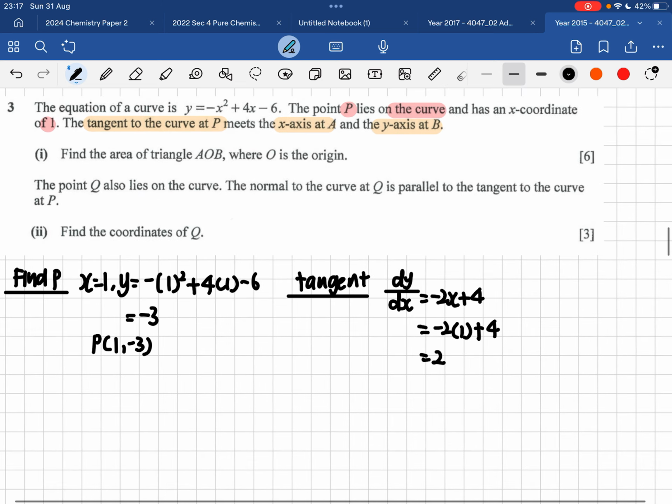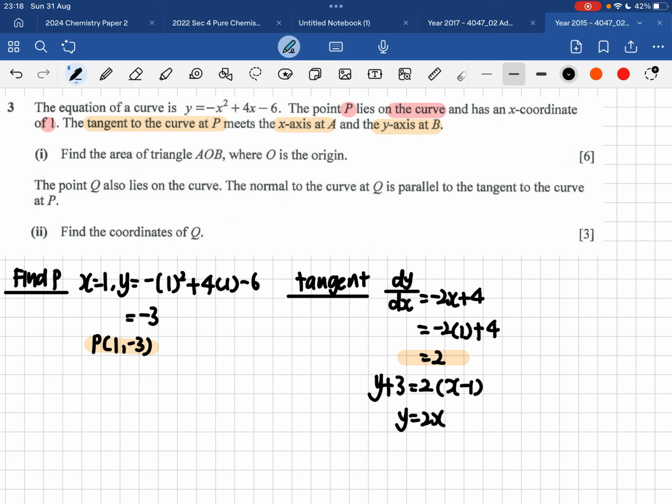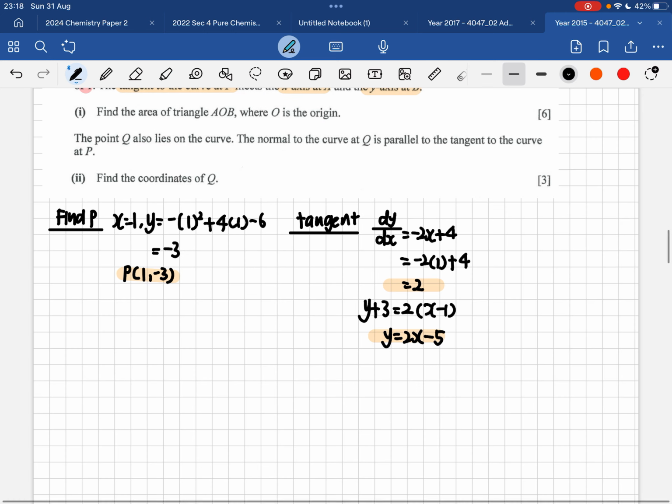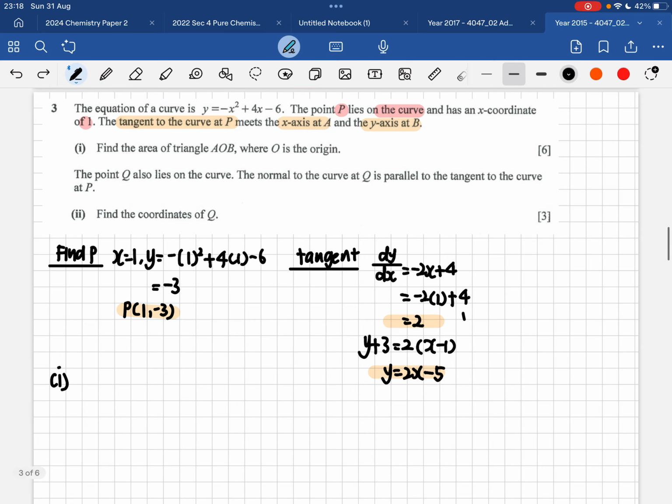We know that the gradient is 2, and we know that this is the point, right? So y minus y1 equals m times x minus x1, so y equals 2x minus 2 minus 3. So this is the equation of my tangent. Once I have the equation of my tangent, I can find coordinates A and B.